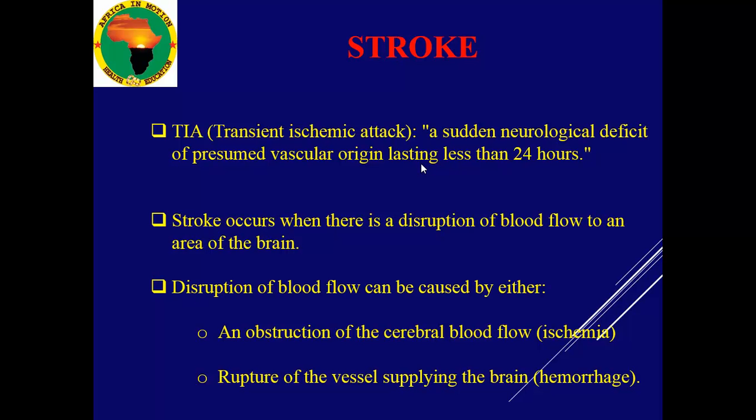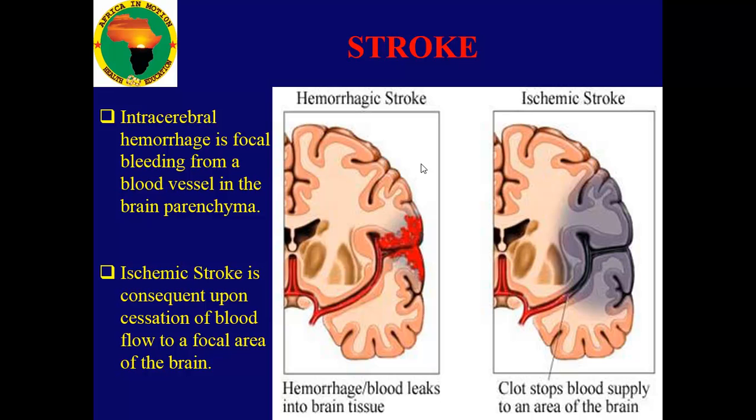So stroke occurs when there is a disruption of blood flow in any area of the brain. This disruption of blood flow can be caused by 2 things. 1, ischemia. 2, hemorrhage. What is ischemia? It's an obstruction of blood flow that will lead to lack of oxygen, then it can lead to what? To necrosis. Now, hemorrhage is what? Rupture of the vessel, which will lead to bleeding. Hemorrhage is bleeding. So the person will bleed in the brain.